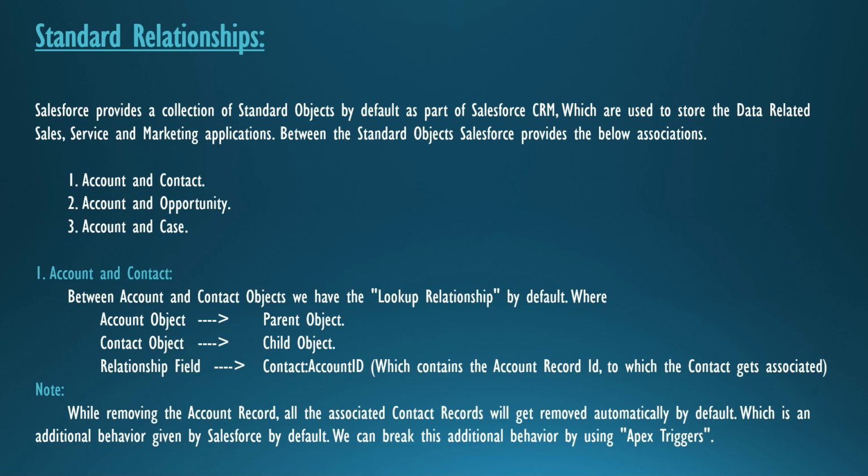Between account and contact objects we have the lookup relationship by default, where account object is parent object and contact object is child object. Relationship field for contact is account ID, which contains the account record ID, to which the contact gets associated. Note: while removing the account record, all the associated contact records will get removed automatically by default, which is an additional behavior given by Salesforce by default.